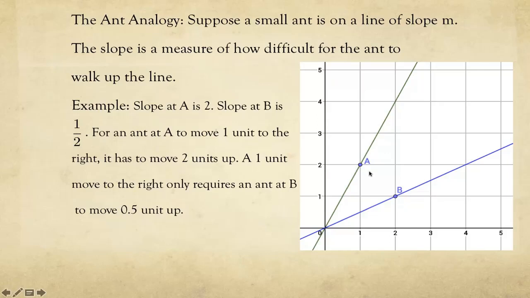So this says that it's harder for this ant to go up this line than for this ant to go up this line, because the steepness of this line as measured by the slope is bigger than the steepness of the blue line as measured by its slope.